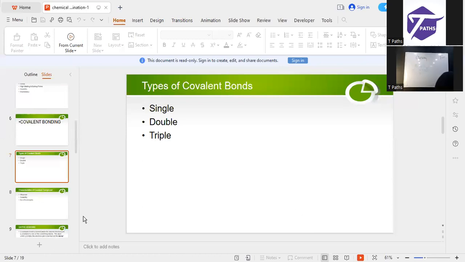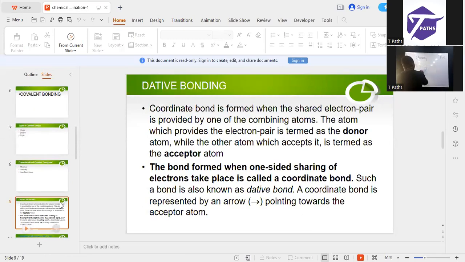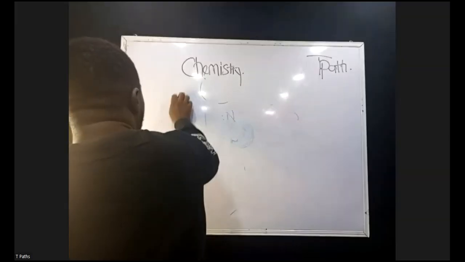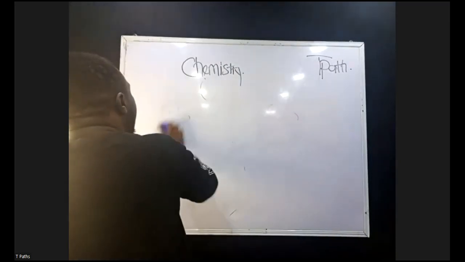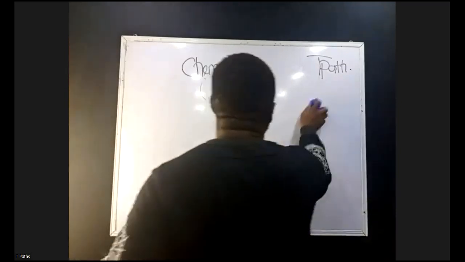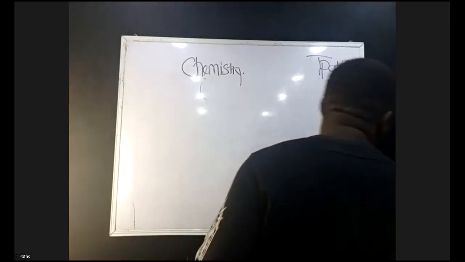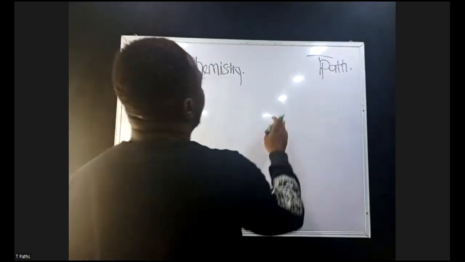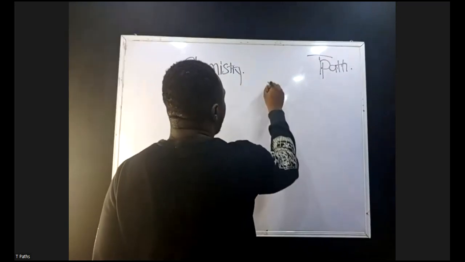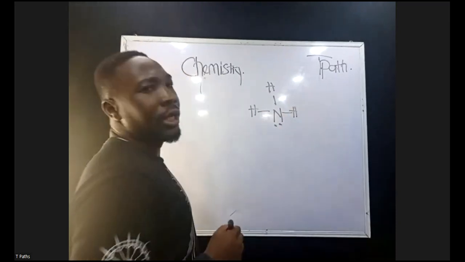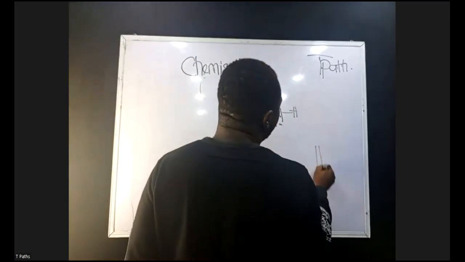We have NH3. If I have NH3, let's see what happens. NH3 has a lone pair here. Now we can have a species, H+.